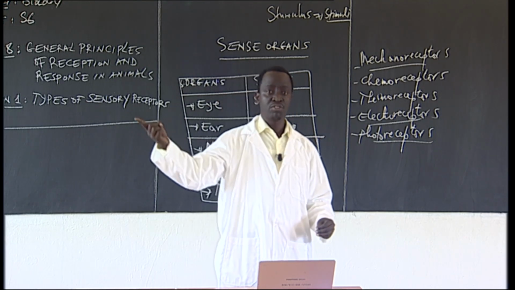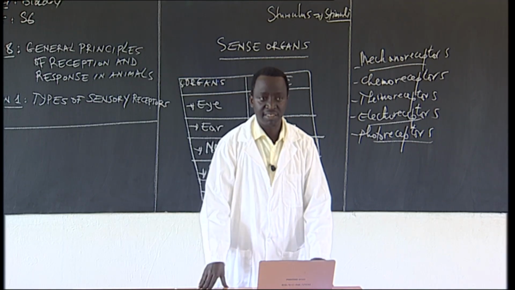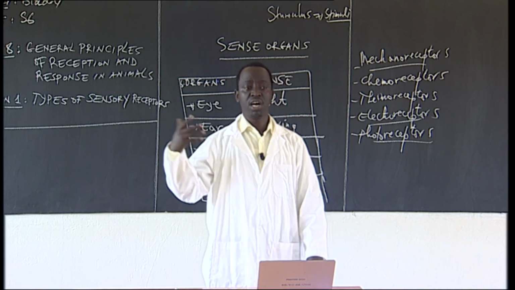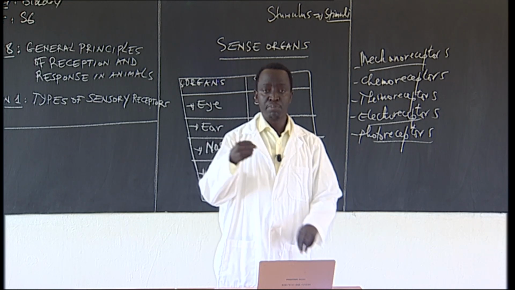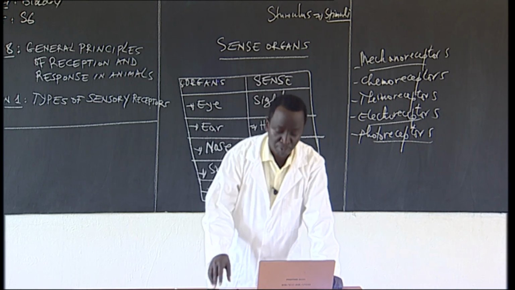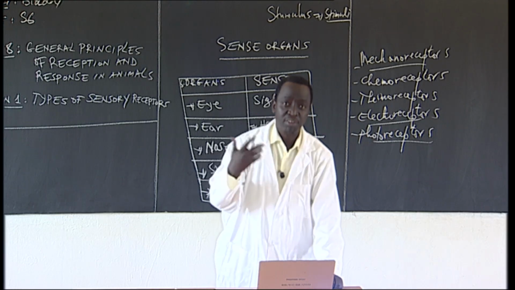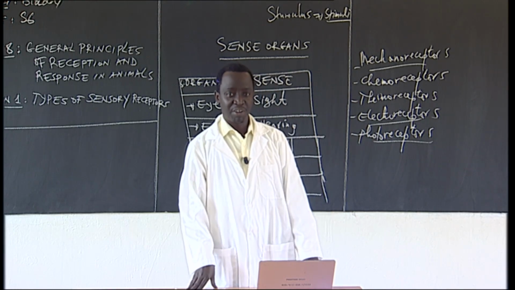When the source is the outside, that one is called exteroreceptors. When it is inside the body, that one is called interoreceptors. When it is between the joints, that one is called proprioceptors. Those are the types of receptors that you have seen today.